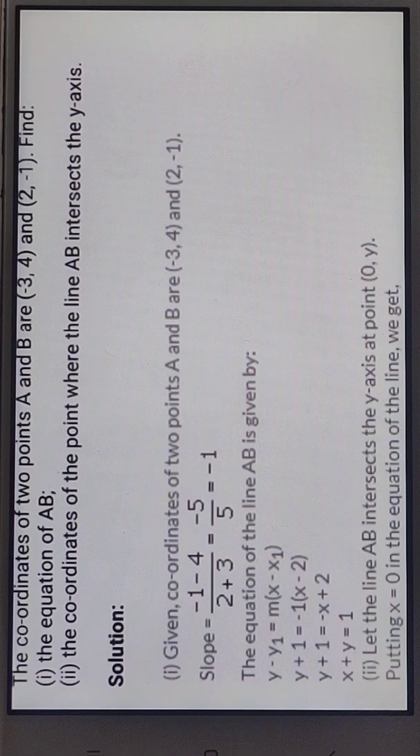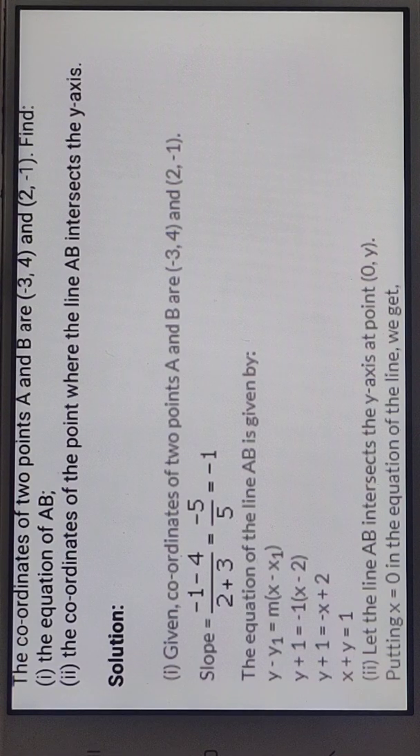In this one more question, children, the coordinates of the 2 points A and B are given as (-3, 4) and (2, -1). Then we have to find the equation of the line AB. And second, we have to find the coordinates of the point where the line AB intersects the y-axis.